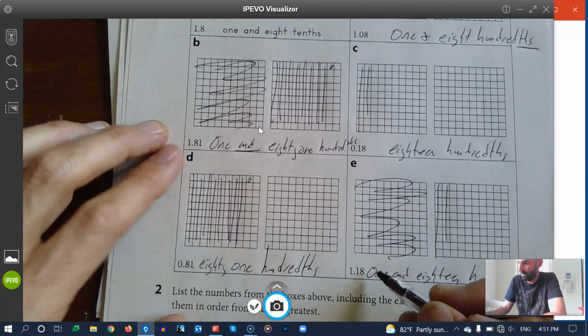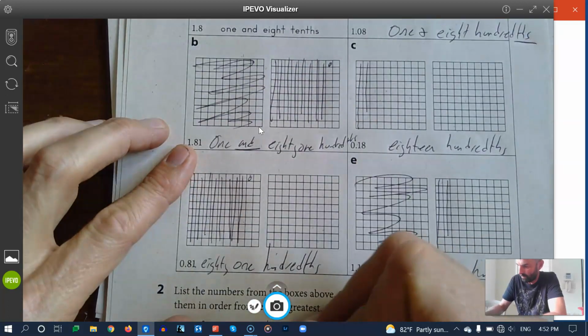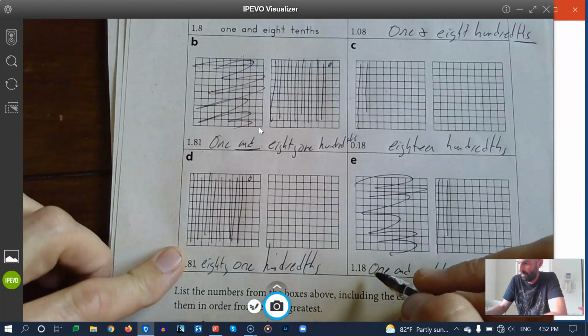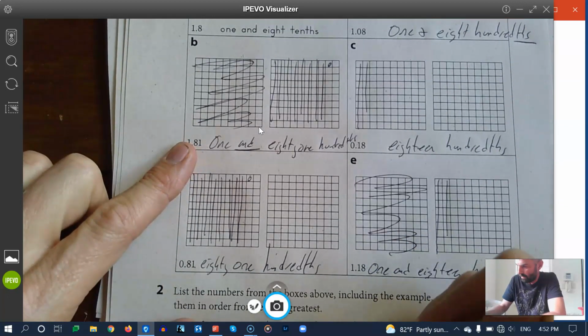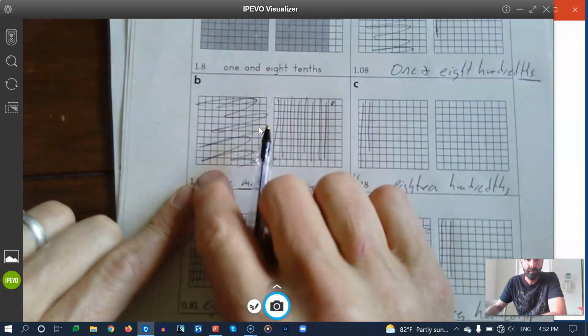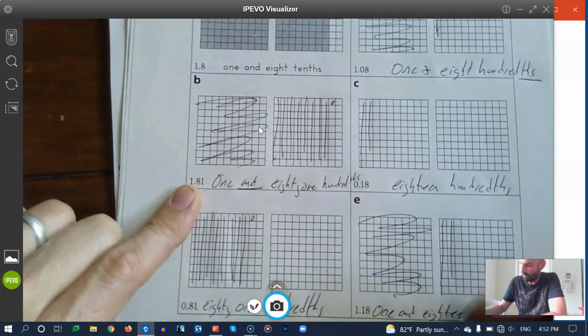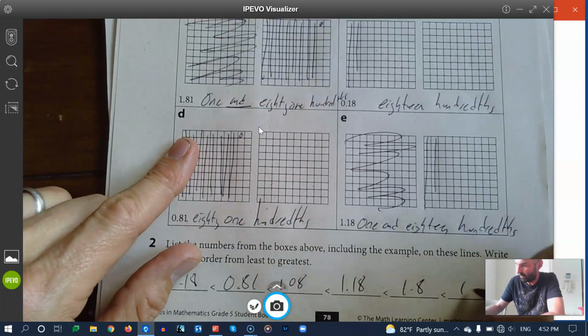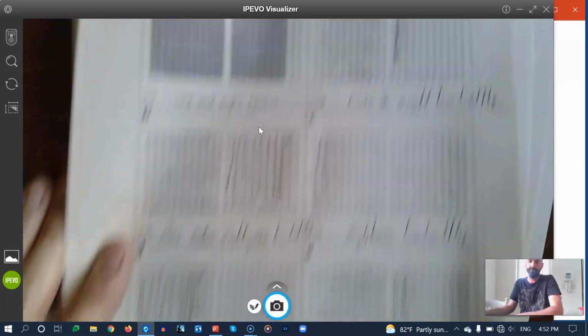Now I'm dealing with ones. I have a 0 here, so 1 and 8 hundredths. Then a 1 here, 1 and 18 hundredths. And then these two are my last ones. This one is 1/100th more than that one, so 1 and 8/10ths, and then 1 and 81 hundredths.